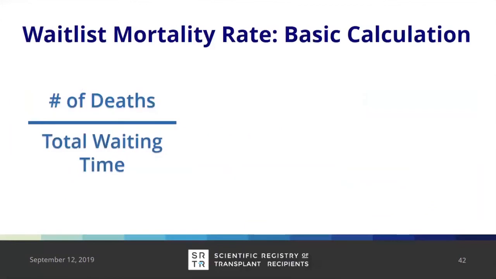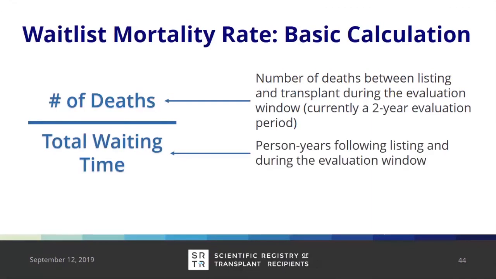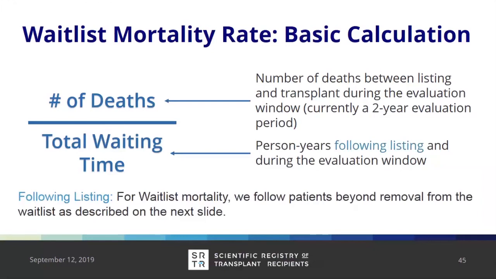The construct here is very similar to the transplant rate. We're looking at the number of deaths divided by total waiting time, again during a 2-year evaluation window, and again person years following listing, and during the evaluation window. I do want to highlight this following listing clause. For waitlist mortality, we do follow patients beyond removal from the waitlist, and I will describe in detail how we do that. So just keep that in mind.